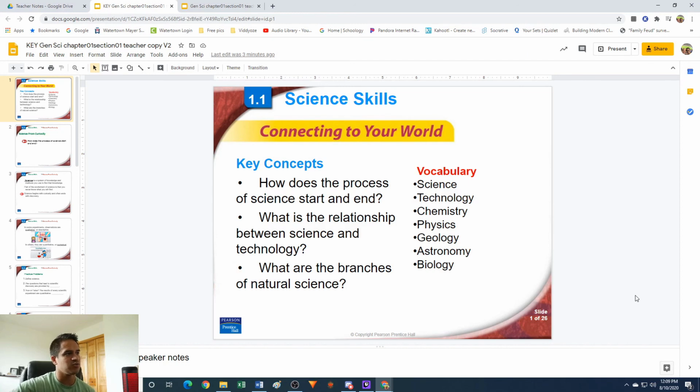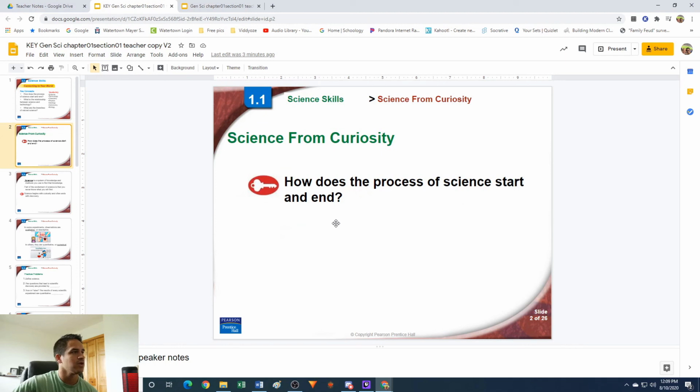So in this first section we're going to be learning about what is science? How does science work? What's the relationship between science and technology, as well as some of the different branches. So just setting the basis for the chapter and getting an idea of what science is. So let's talk about the process of science and how it works, right?